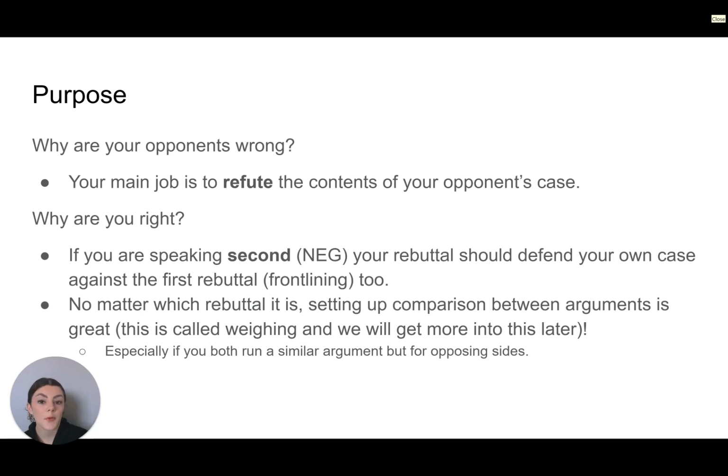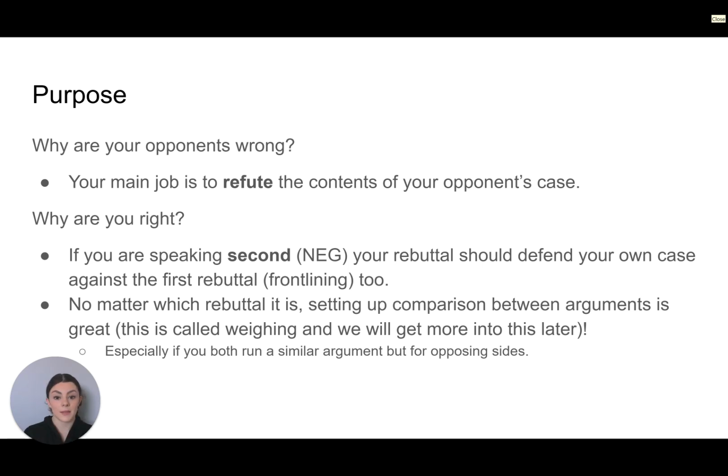No matter which type of rebuttal you use, you want to always be thinking about comparisons, because at the end of the day, I tell my kiddos that there are two main rebuttals. There is a factual rebuttal where you're rebutting the contents of the other person's case, and then there's the outweighing rebuttal. The way that looks is like this. Let's say I'm on the affirmative and I say, according to my opponent's contention 1, they say blah blah blah. However, this is not true because of blah blah blah.